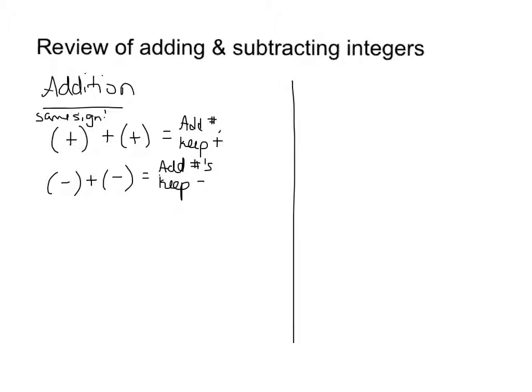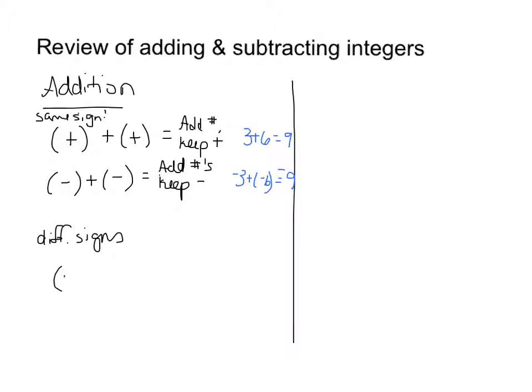So this could be seen by saying, okay, what's 3 plus 6? Well, it's going to be 9. What's -3 plus -6? Well, 3 plus 6 is 9. Keep the negative.